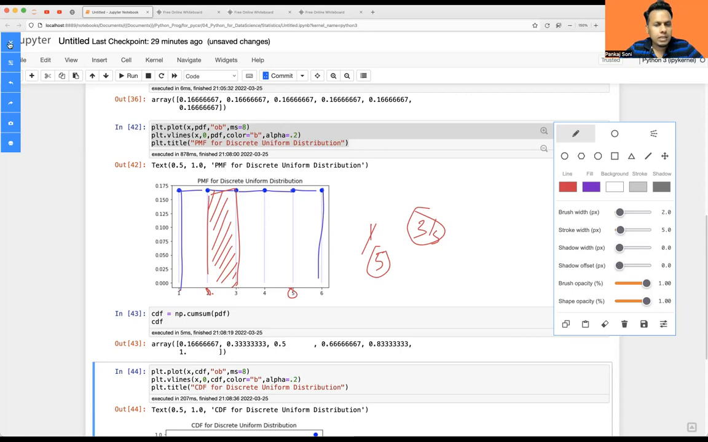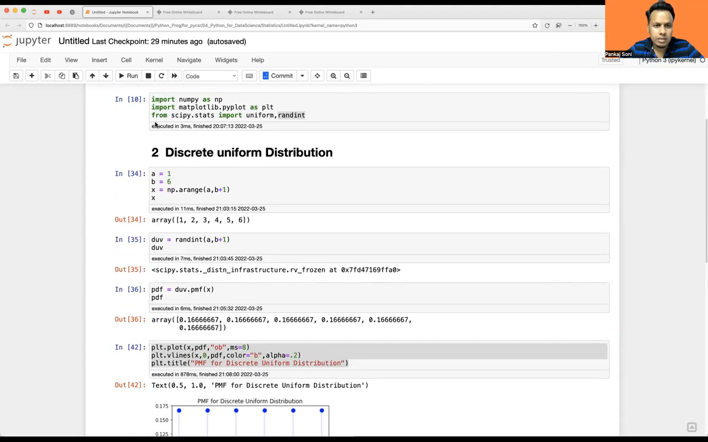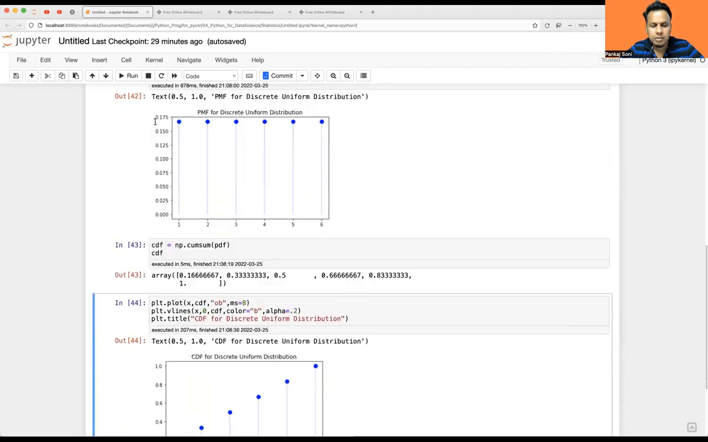So that's all about this, guys. I hope you understood what discrete uniform distribution and continuous uniform distribution are.